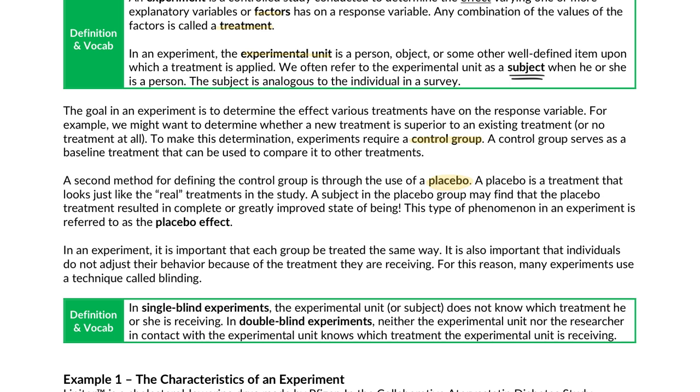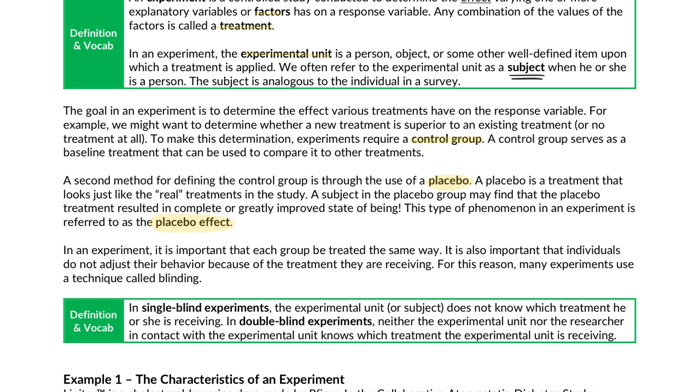But a placebo is a treatment that looks just like the real treatments in the study. A subject in the placebo group may find that the placebo treatment, literally like a sugar pill or something, resulted in complete or greatly improved state of being. This is interesting for our studies, and it is called the placebo effect. So if we think we're getting some treatment, we may start to change in some way. You didn't actually get any treatment, but huzzah, you're cured, something like that.